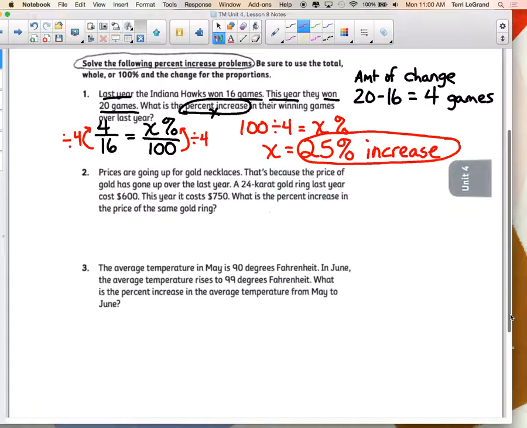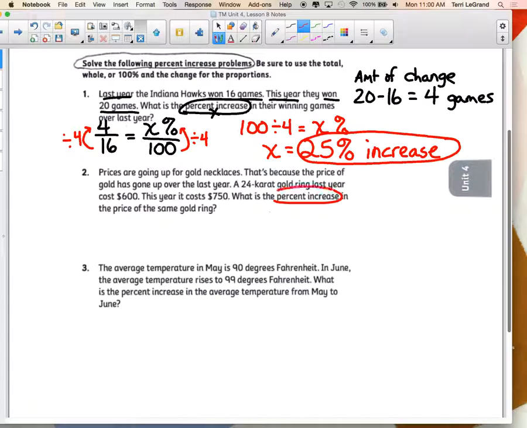Okay, let's go take a look at our next one. Prices are going up for gold necklaces. That's because the price of gold has gone up over the last year. Good to know. A 24 karat gold ring last year cost $600. This year it cost $750. What is the percent increase?